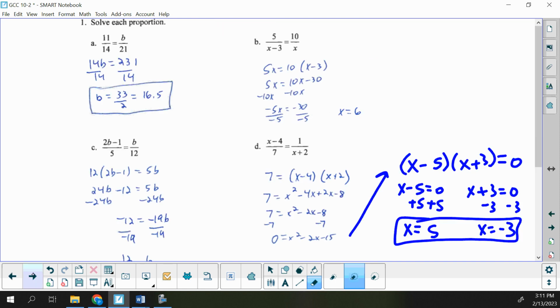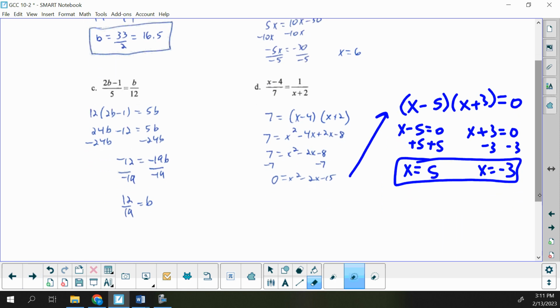Moving over to homework. Letter A, cross multiply, divide to get b by itself. Either 33 halves or 16.5, both would be correct. In B, the 10 needs to be distributed through the x minus 3 to both terms. Get all the x's on one side, divide over, we end up with x is 6. Next one, we've got to be careful about the 12 distributing through to both terms. You get 24b minus 12. Collect all the b's on one side, divide over, we get positive 12/9. That does not work out as a nice decimal, so you need to leave that as a fraction.